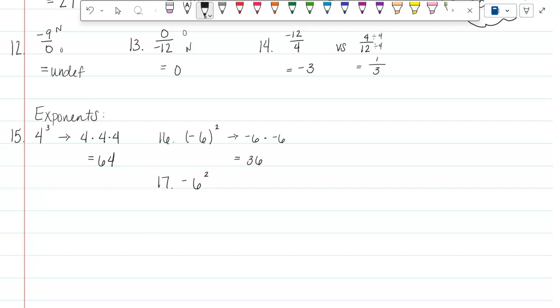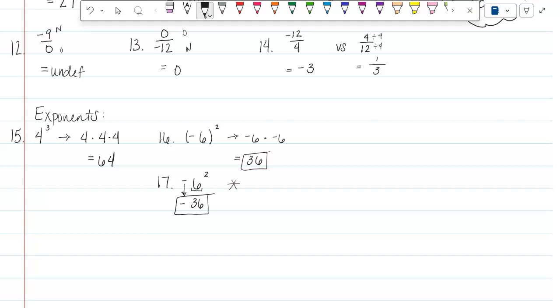Because it doesn't have parentheses around it, I'm going to carry down the negative sign, and we're just doing 6 squared. So 6 squared is 36, and like I said, I brought down the negative sign. So one of them is positive and one of them is negative. You have to know the difference between these two.